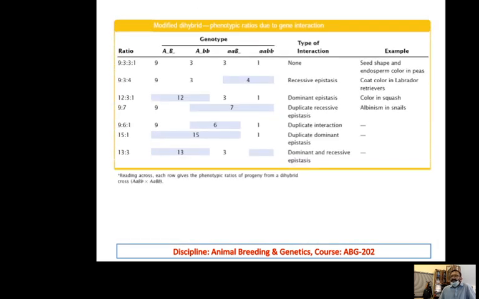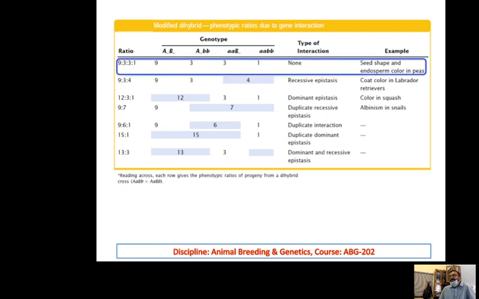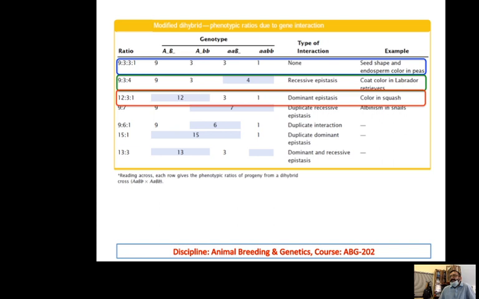Now, what we can conclude from the previous few lectures: if it is the normal Mendelian ratio, you can see here seed shape and an example of the endosperm color in peas. There is no interaction if we are getting a 9:3:3:1 ratio. If there is a deviation and we get a 9:3:4 ratio, that is recessive epistasis, and we get 12:3:1, that is dominant epistasis. Color in squash example is given.